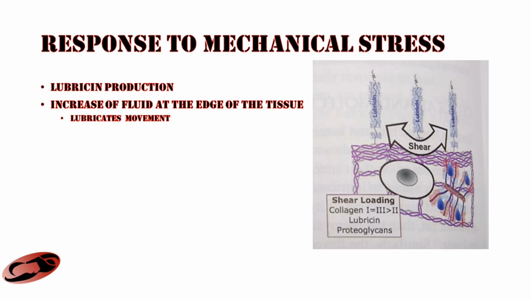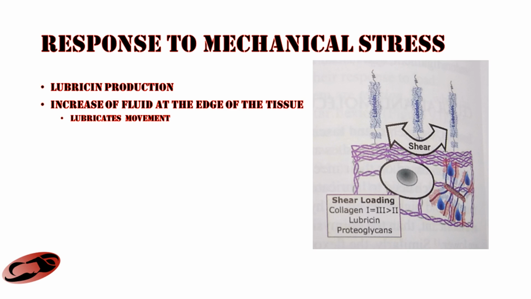Now under shear, there's a production of lubricin, which lubricates movement as well, and this also increases. There's also an increase in fluid at the edges of the tissue, which helps lubricate movement. And now when we look at here, we see collagen types 1 and 3 are roughly equivalent, but they're both greater in number when compared to type 2 fibers.